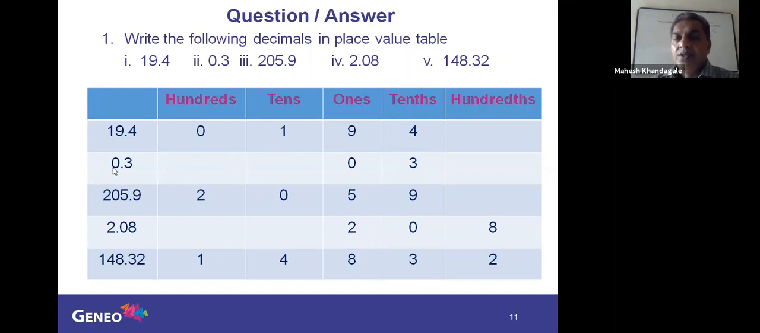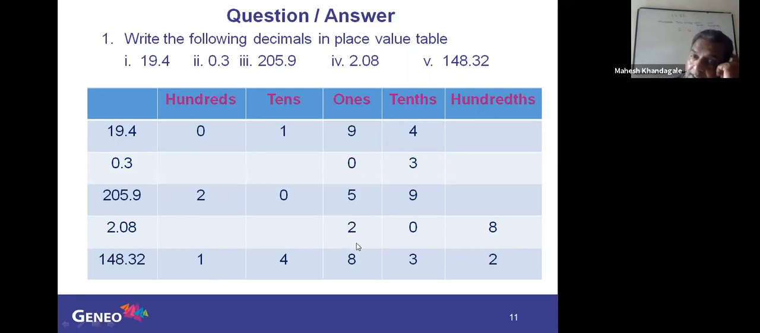Then 0.3, ones digit is 0. So we will put 0 here, and after the decimal point starts the fractional part. The tenths digit is 3. So we'll write 3 here. Similarly, 205.9, 2 in the hundreds place, then it is 0 here, 5, 9.